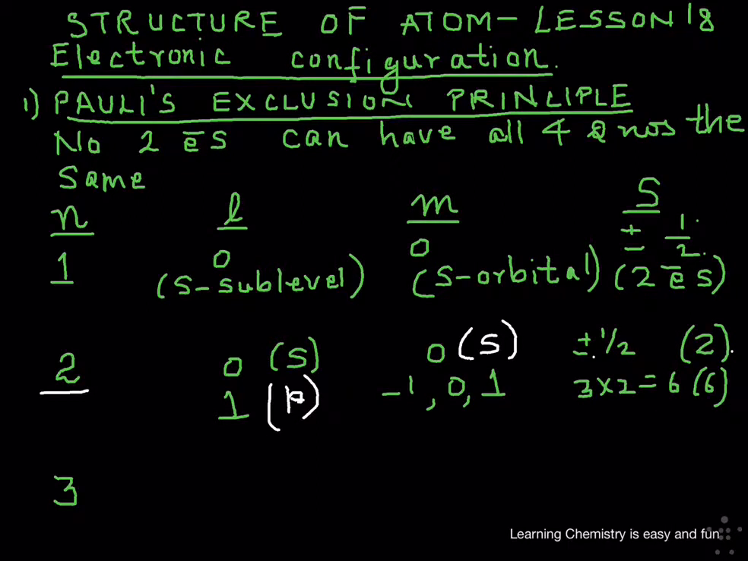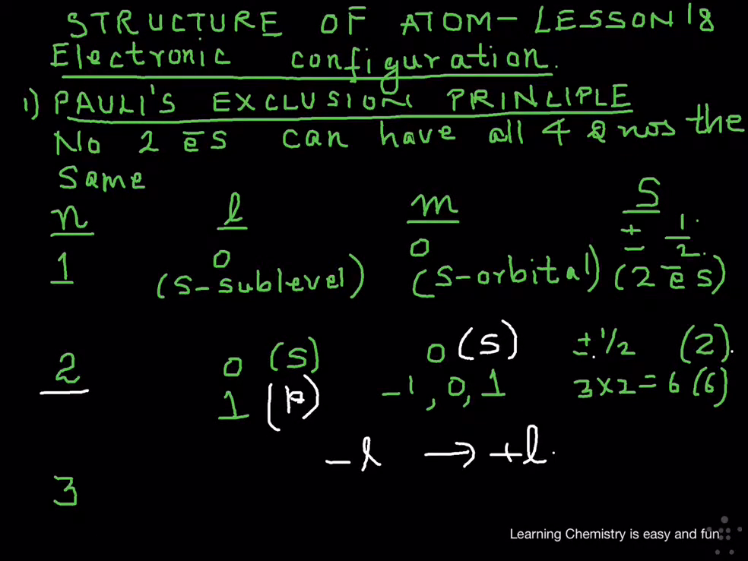Coming to L equals 1, corresponding to the P sublevel. Now, on the basis of L equals 1, what are the possible values of M? Yes, it starts from minus L to plus L, all integers, right? If you remember, this was there in lesson number 17. So, based on this, the values of M will be minus 1, 0 and 1.